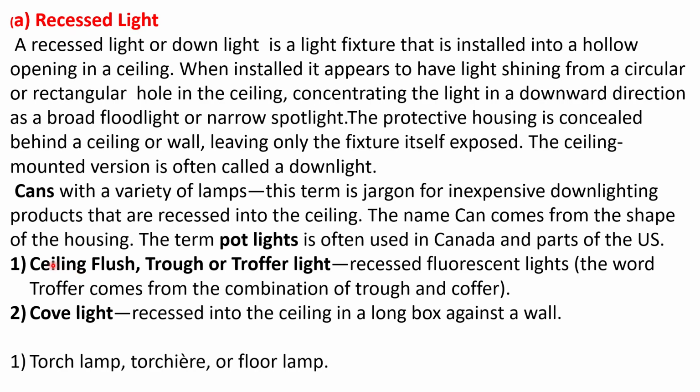The first category is the ceiling flush trough or troffer light, a recessed fluorescent light. The word troffer comes from the combination of trough and coffer. Second is known as cove lighting, recessed into the ceiling in a long box against a wall. It can be a torch lamp, torchier or floor lamp also.